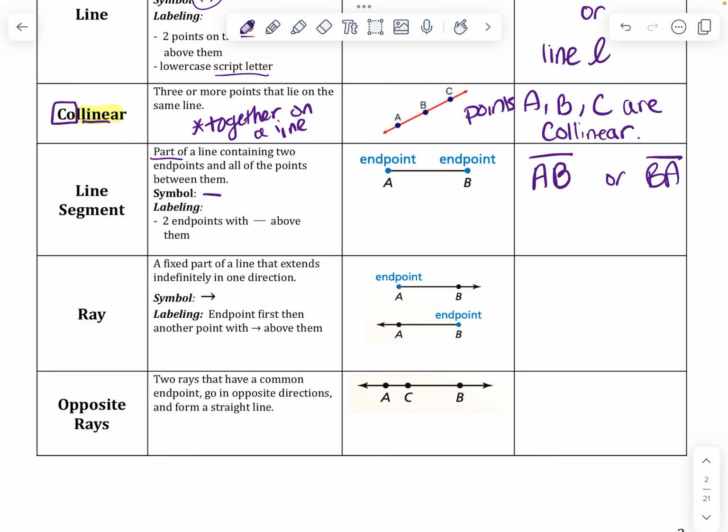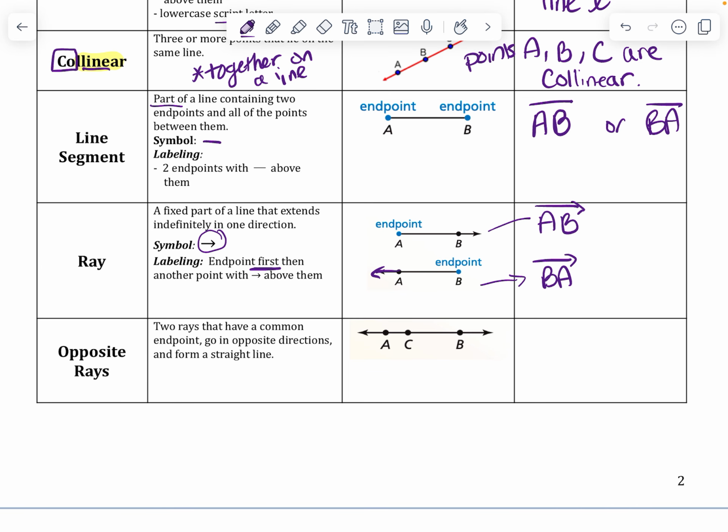Now putting a line segment and a line together, we get something similar to a ray. A ray is where one side of the fixed part of the line extends indefinitely, and we use this symbol here. So you put the endpoint first on this one. So the very first one here would be ray AB, and you would use that arrow to show that it's going towards the B. Whereas this one would be ray BA, where the arrow is going towards A. Starting at B going towards A, or starting at A going towards B. Be written like that.